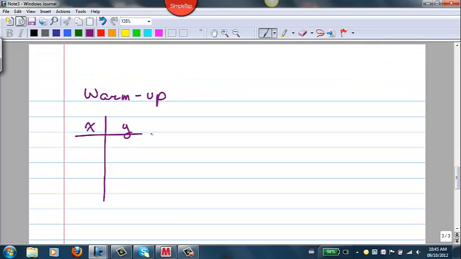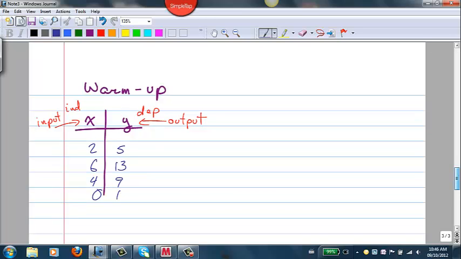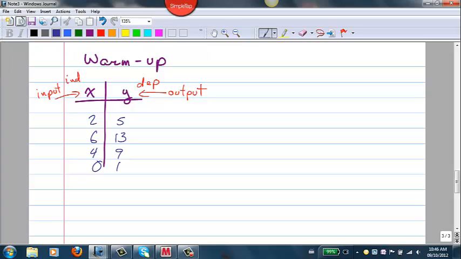Now, a couple of warm-up questions here. So we've got a couple of tables of values where the independent variable isn't in order. Okay, so we've got our x's, and I'll give them to you here. You've got them in your notes already, but I gave them to you out of order. So our input values, 2, 6, 4, and 0, our outputs for those were 5, 13, 9, and 1.